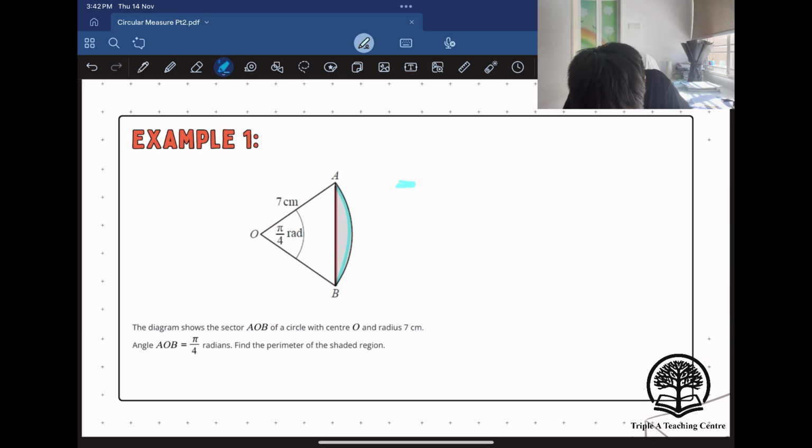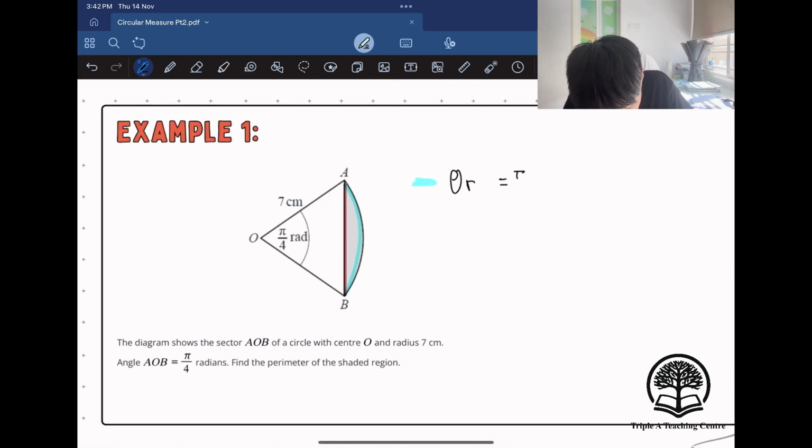Okay, let's try to find the length of arc first. The length of arc is theta times r, right? So theta is pi over 4 in this case, and our r is 7. Let me press that on my calculator real quick. So your arc length should be 7 pi over 4. This is our first part to our answer.